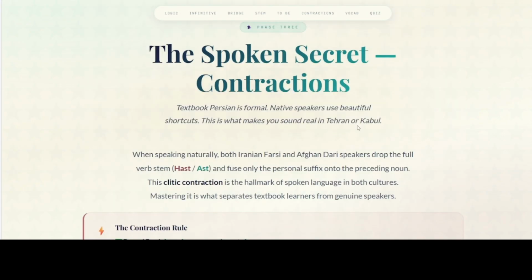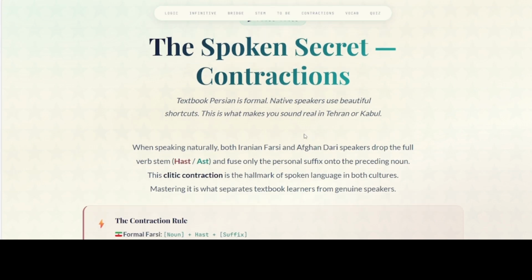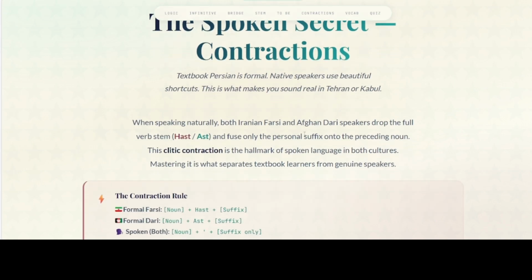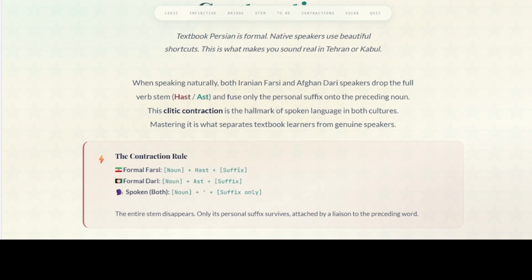We learned man hastam means I am, and to hasti means you are, but that is in formal Persian. How do people talk in everyday language? How is the colloquial one? People also contract the verbs; they don't say them in the full version. The formula is a noun, then hast as a verb, and then the relevant suffix.